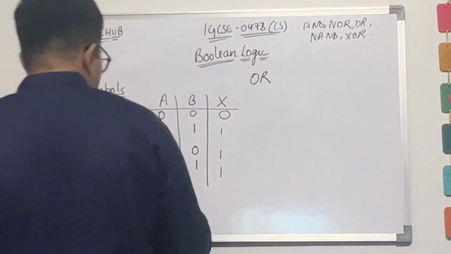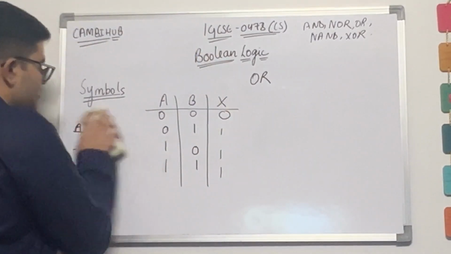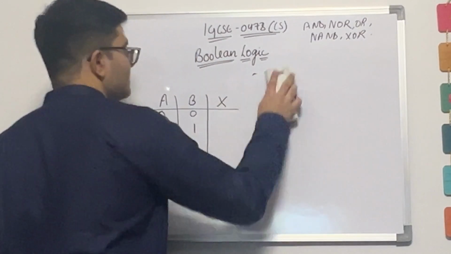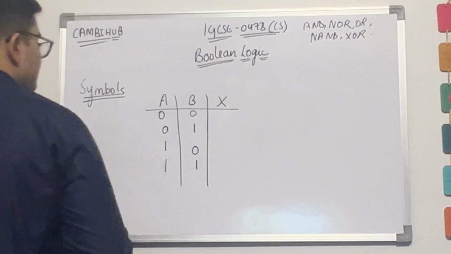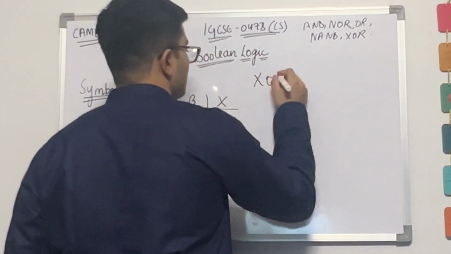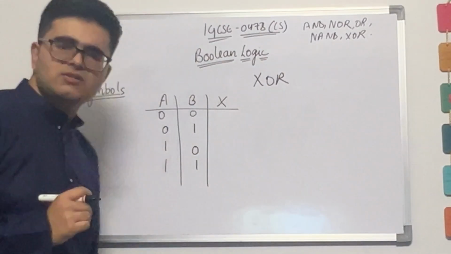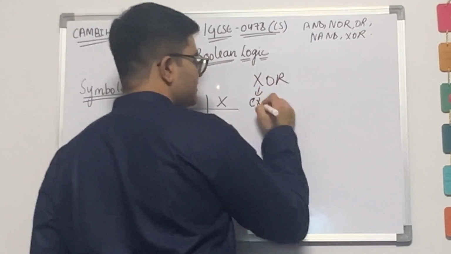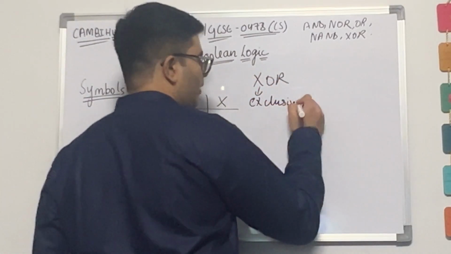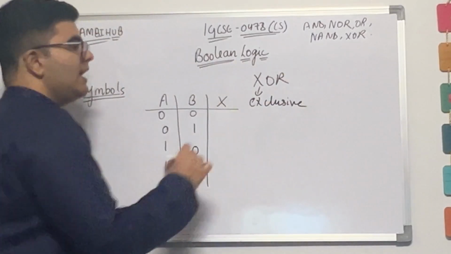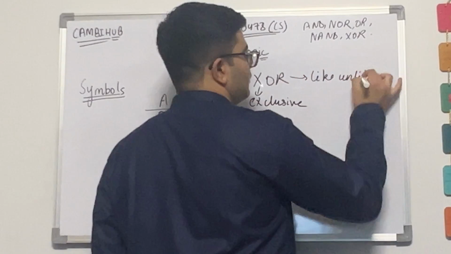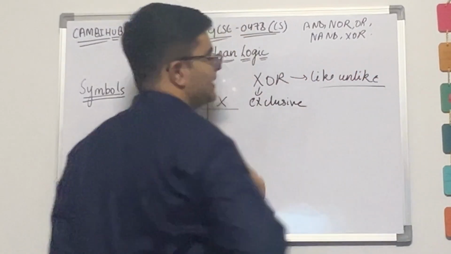Moving on to the next gate that we have for today, which is XOR, or a lot of people call it XOR also. So this X stands for exclusivity, exclusive or, right? And this gate is also called the like and like gate. Why? We'll just get to know that in a second, right?